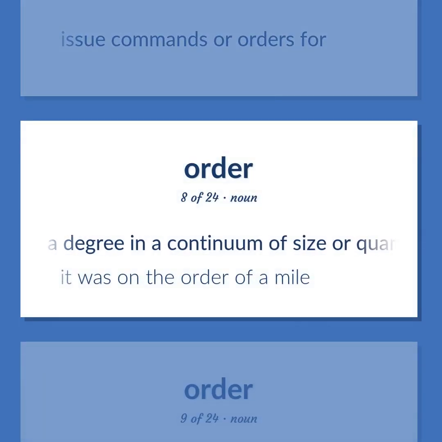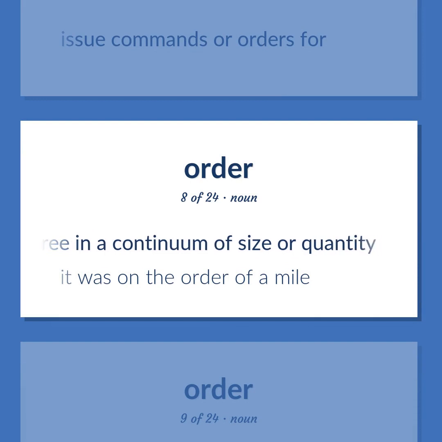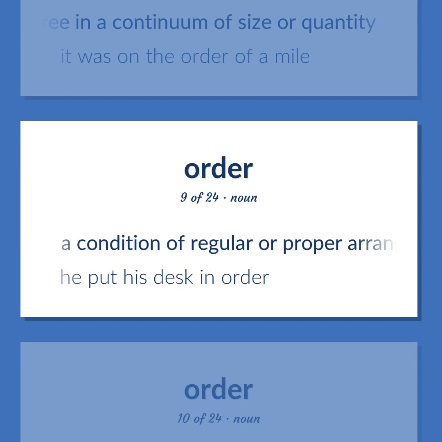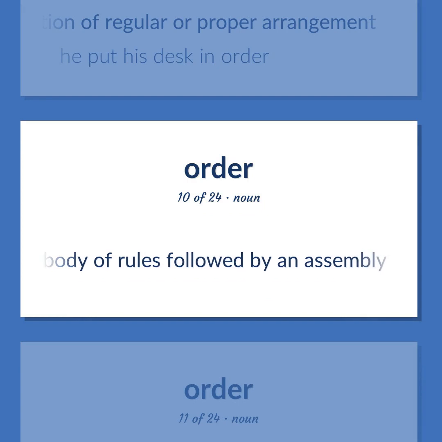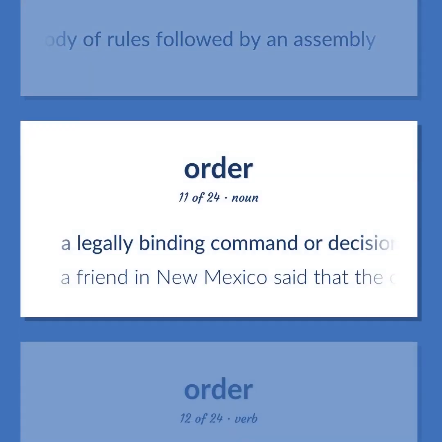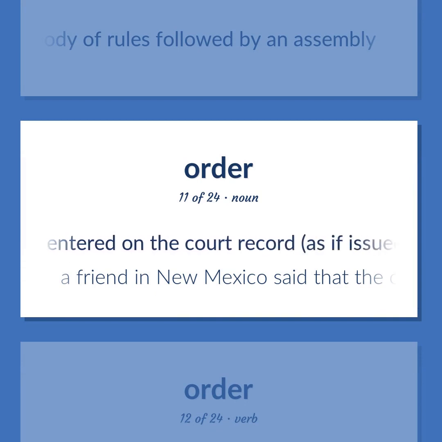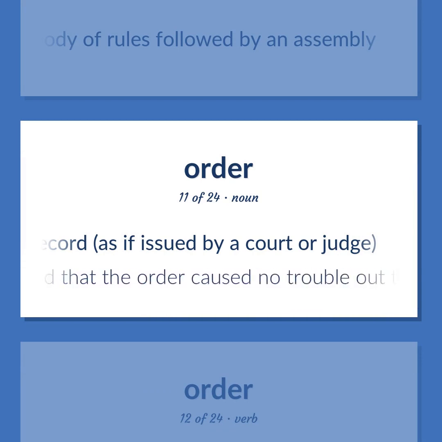A degree in a continuum of size or quantity. It was on the order of a mile. A condition of regular or proper arrangement. He put his desk in order. A body of rules followed by an assembly. A legally binding command or decision entered on the court record, as if issued by a court or judge. A friend in New Mexico said that the order caused no trouble out there.